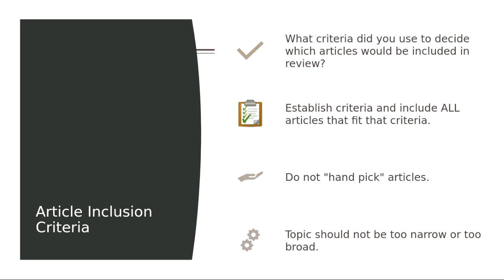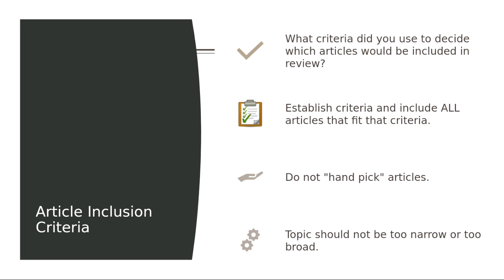So for example, if you say that your topic is the use of aversion therapy for smoking cessation, you would have to include all articles that fit that criteria. Let's say that is 100 articles, you would need to discuss all 100 articles. And again, remember that the parameter is written within the past 20 years. So let's say there are 100 articles that have been written about smoking cessation within the past 20 years. You would have to discuss all of those articles.